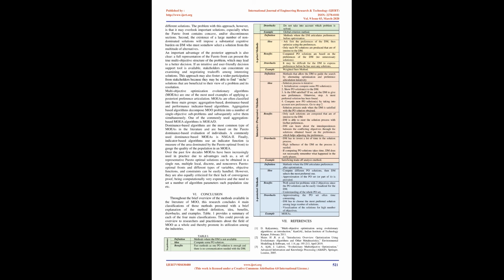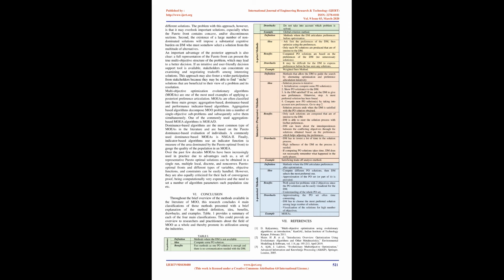Dominance-based algorithms are the most common type of MOEAs in the literature and are based on the Pareto dominance-based evaluation of individuals. A commonly used dominance-based MOEA is NSGA2. Finally, indicator-based algorithms use an indicator function, a measure of the area dominated by the Pareto optimal front, to gauge the quality of the population in an MOEA.